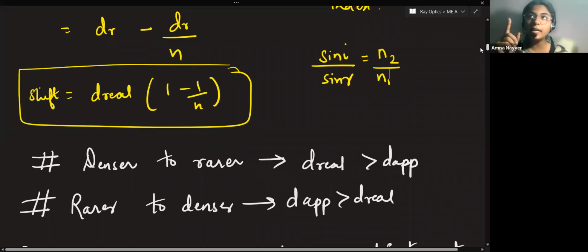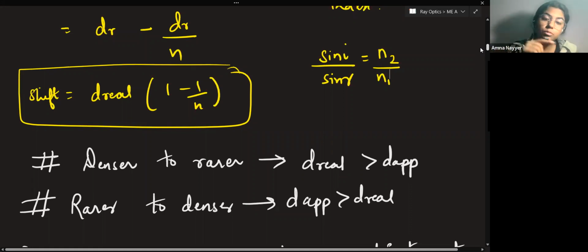So if the light ray travels from a denser to a rarer medium, let's say from oil to air, or from glass to air, then your real depth will be greater than the apparent depth. Like the coin and water example which I had taken just now. Water is denser, air is rarer. So the light rays went from denser to rarer. Did you notice real depth was greater? Apparent depth was smaller. You were able to observe the coin at a shallower distance.